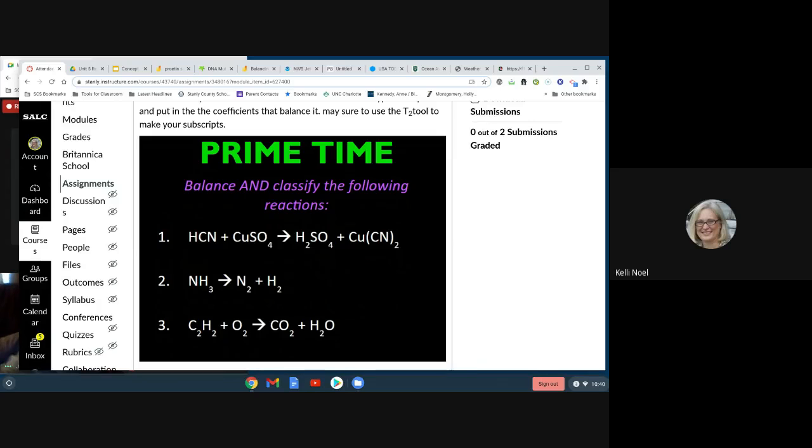All right. So then the third one, notice that I have an oxygen as a reactant and I have carbon dioxide and water as products. This is going to be combustion, so I can go ahead and write that down.